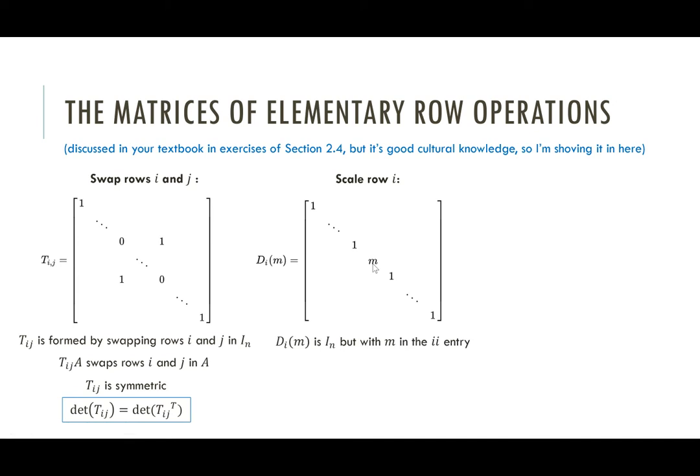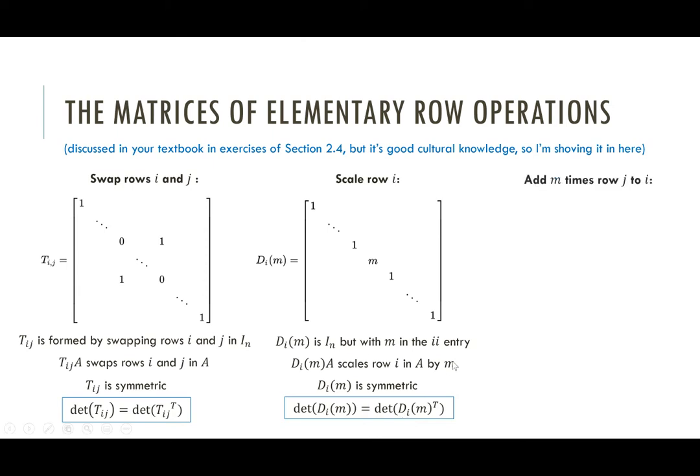Again, convince yourself that multiplying matrix A on the left by this matrix will indeed scale row i in matrix A by M. And this is, again, a symmetric matrix. I mean, now it's diagonal, so it's obviously symmetric. And so once again, scaling rows means that the determinant of the row scale matrix is equal to the determinant of its transpose.